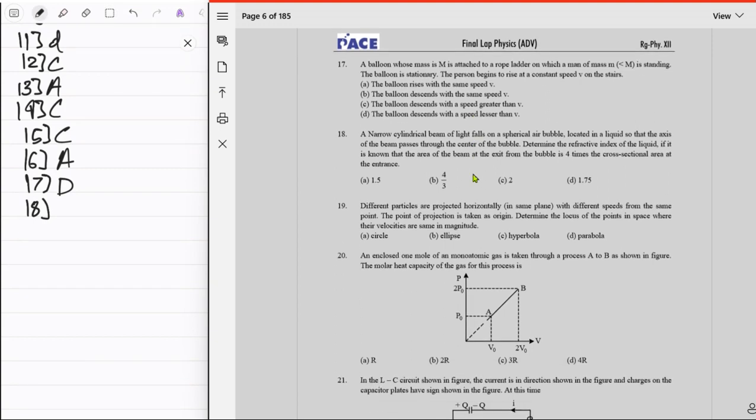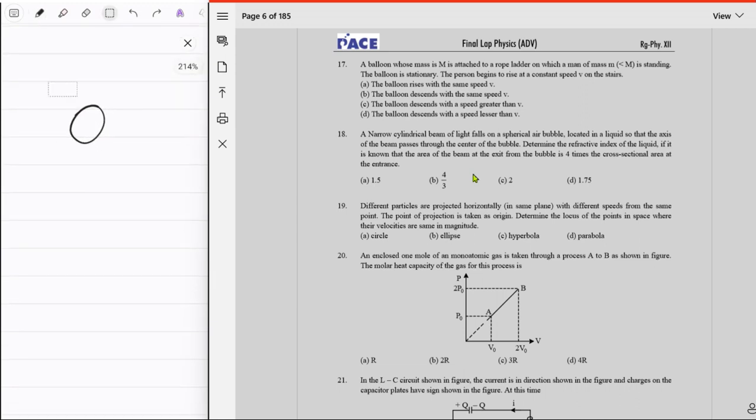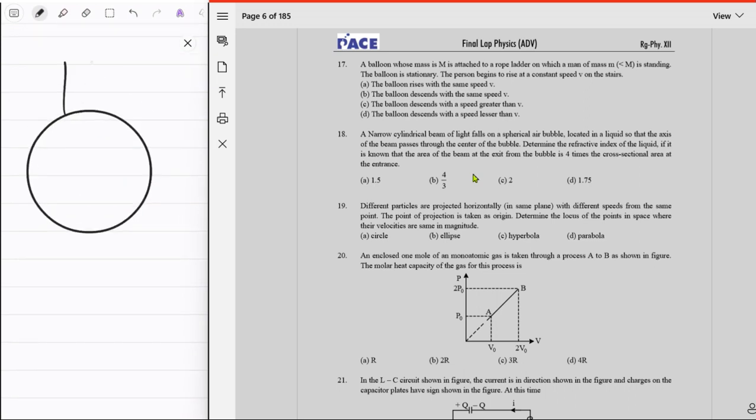Next question. 18th. Right. A narrow cylindrical beam of light falls on a spherical air bubble located in a liquid. So that's the axis of the beam. Wait. Spherical bubble located in liquid. You have a narrow beam. So ये surrounding liquid है. A narrow, cylindrical beam of light. तो इसको बड़ा कर डालते हैं. A bubble is spherical. Okay. Cylindrical beam तुमने इस पे गिराई है. Okay, cool. ये इसकी axis होगी probably.